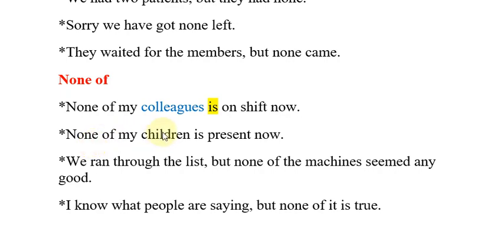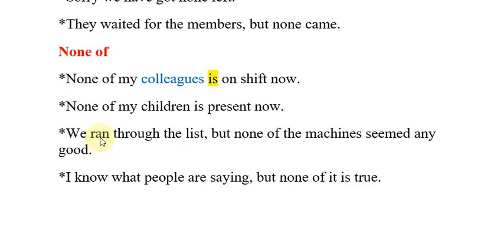Another example. None of my children is present now. Children is the plural of child. Is, the verb, is singular. We ran through the list, but none of the machines seemed any good. None of the machines, you can see here that after none of, I used machines, which is plural.